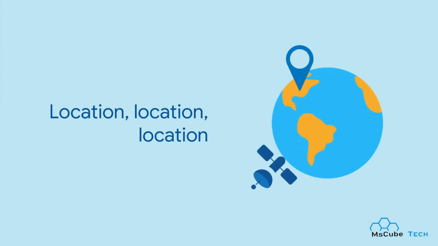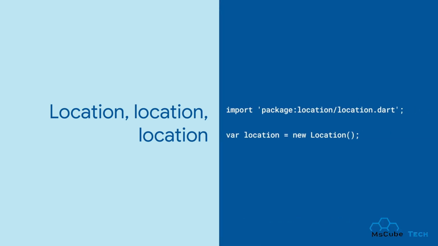Where on earth are you? If you find that your Flutter app needs to know the geographic location of the device that it's running on, the location package is for you. The location package provides the location class, which can be used to obtain the current geographic location of the device, as well as listen for changes.